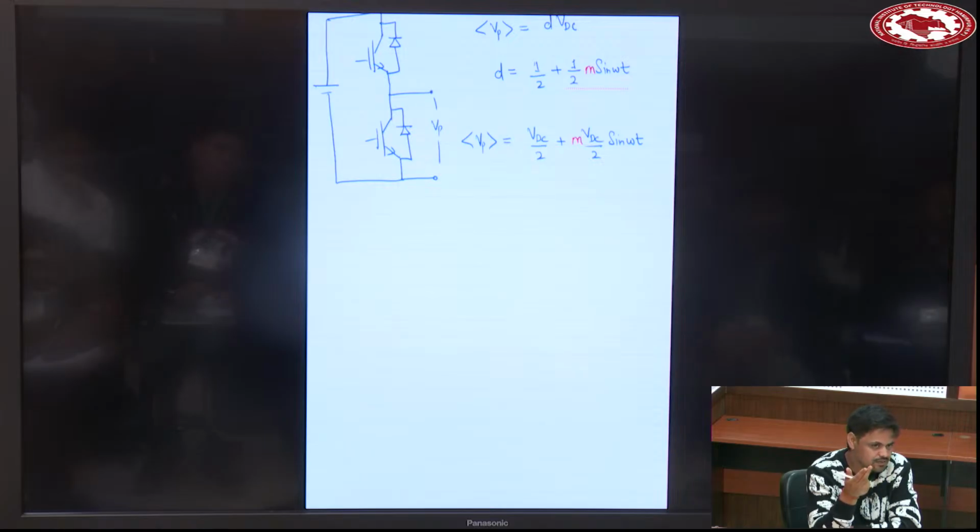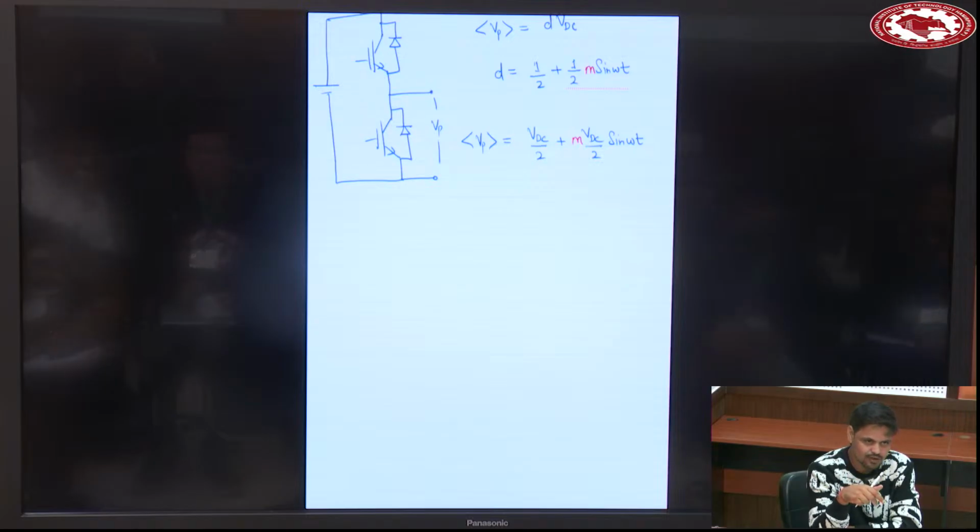M times VDC by 2. This is the peak value, and the average value, the RMS value, is by root 2. Generally, you never operate your converter at modulation index 1, because you will not get clear switching pulses when it approaches very near to 1. So you restrict your converter to 0.9, 0.95, not very close to 1.